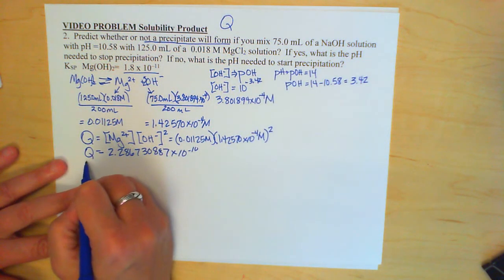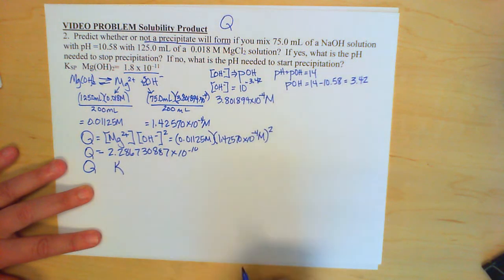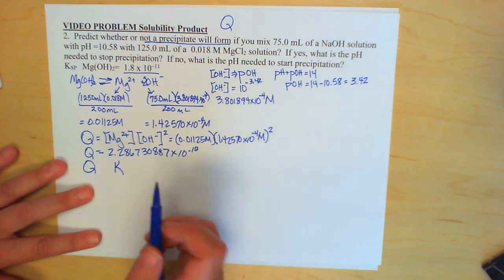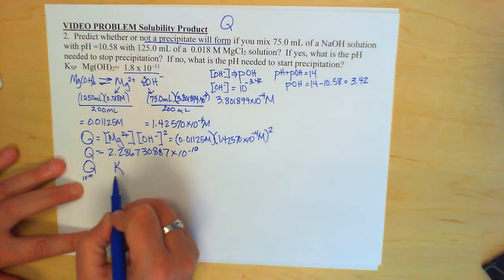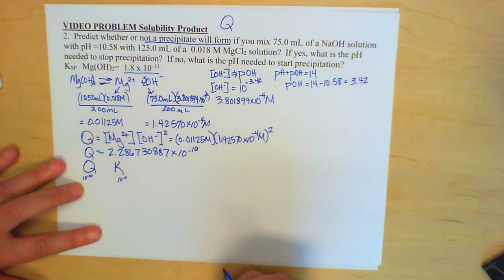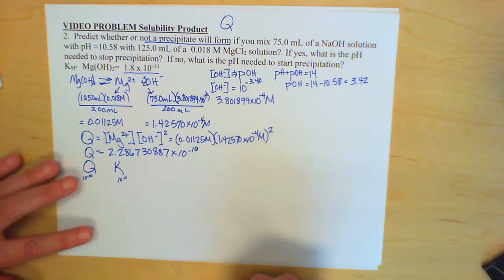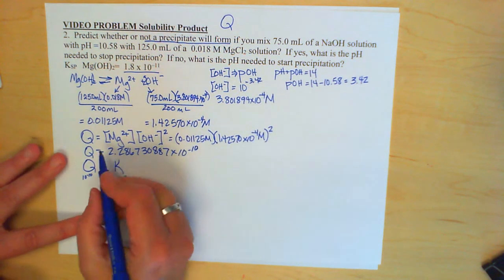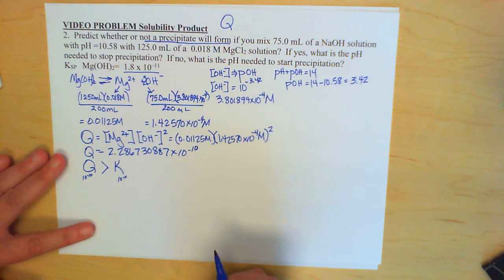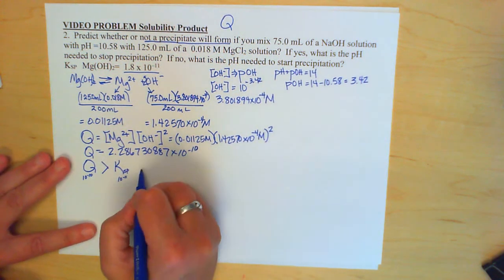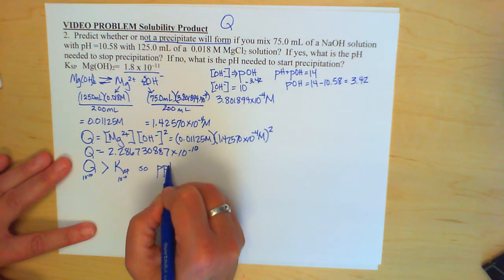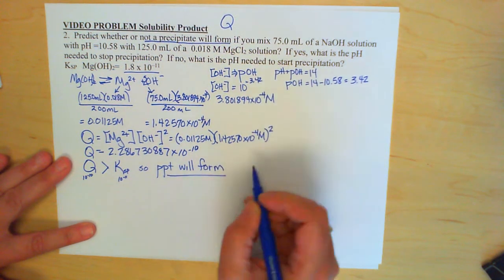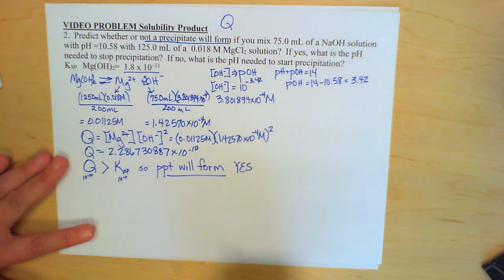So then the question is, what is Q relative to K? Well, Q is 10 to the minus 10th, whereas KSP is 10 to the minus 11th. Which one is smaller? Well, 10 to the minus 11th is smaller, so Q is greater than KSP. So that means a precipitate will form. So, yes.